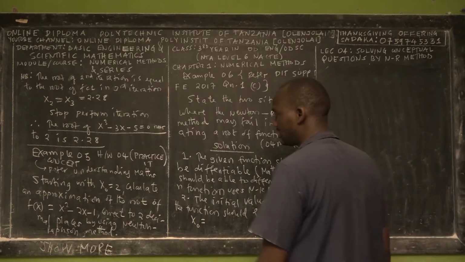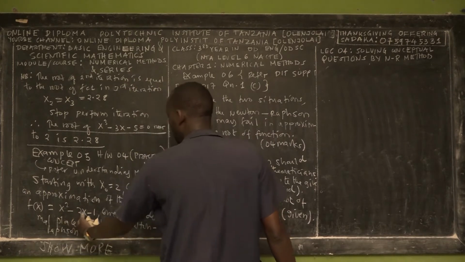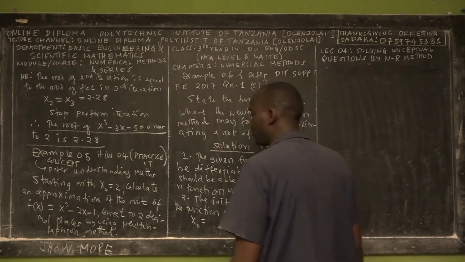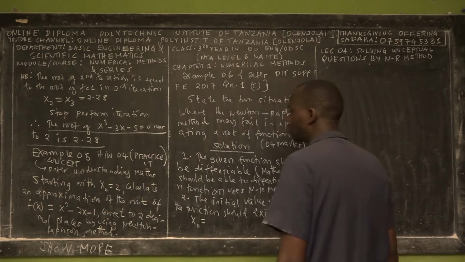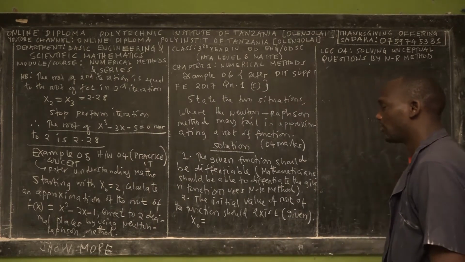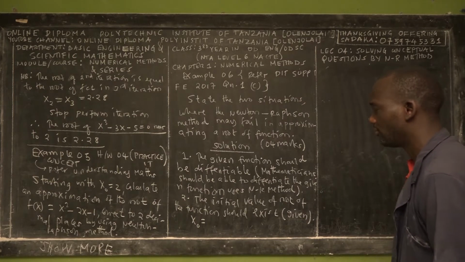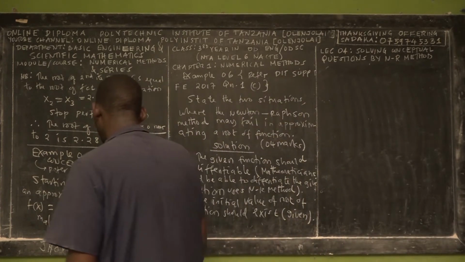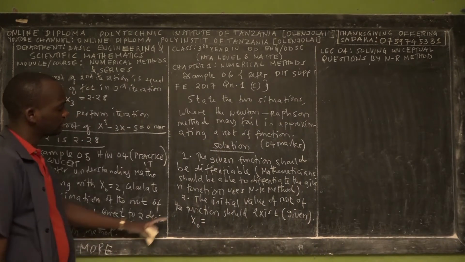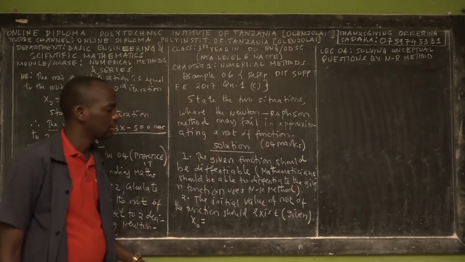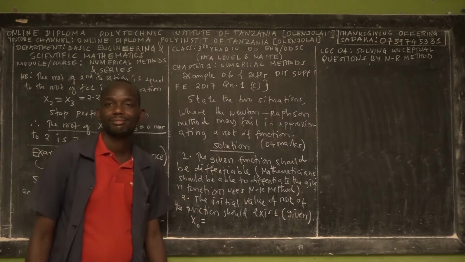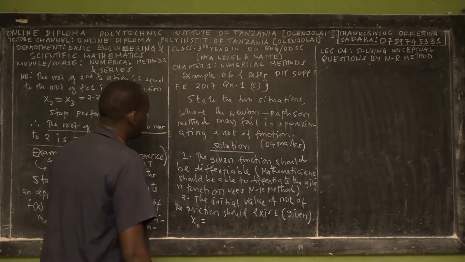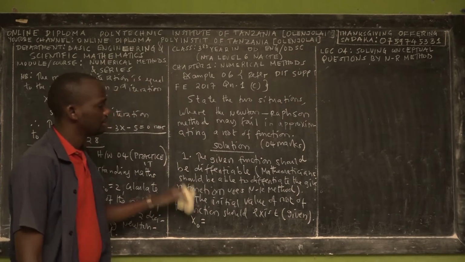So for example, if the given function f of x is equal to x squared minus 2x minus 1, is it differentiable? Yes. Are you given the initial value? Yes, it is 2, because 2 is one of the closest values to the root of the function. But this condition, in some cases, is not given. We have a proof of that. So simply, these are the two conditions.